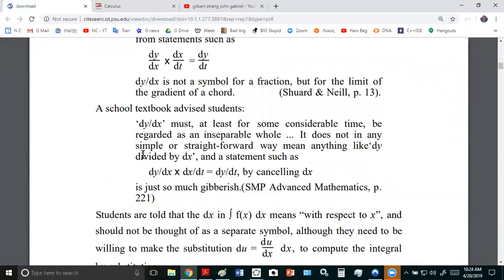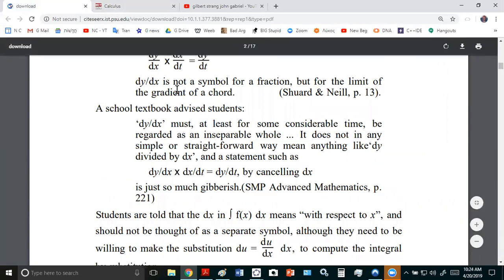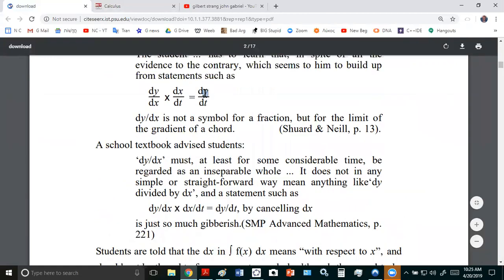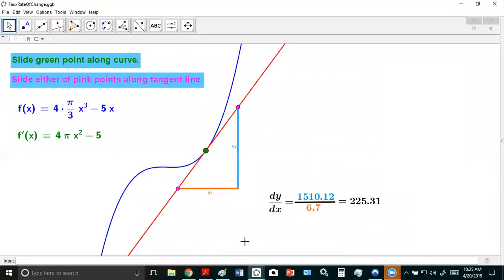Actually, this Leibnizian expression is exactly correct, and you don't have to consider it as anything but what it is, a fraction. That's a fraction, and this is a fraction, and this is a fraction, and you can cancel out dx exactly as the student thinks, okay? So it's not at all gibberish. Now, what does it mean? What does it all mean?